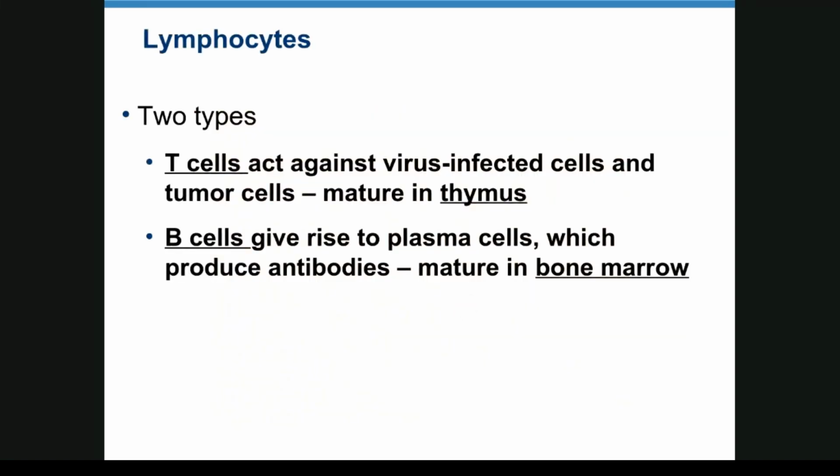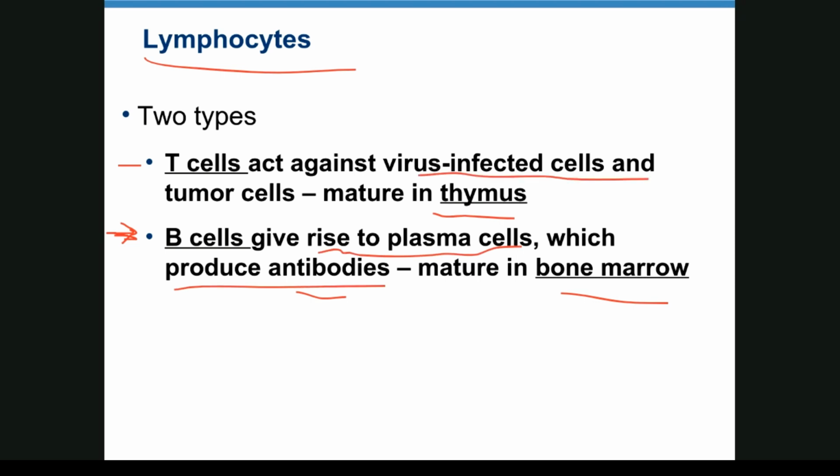And we have two types of lymphocytes, T cells and B cells. B cells mature in the bone marrow. T cells mature in the thymus. B cells are involved with the immune system. They make antibodies. Actually, they clone themselves into plasma cells, which then produce the antibodies. T cells attack virus-infected cells, tumor cells. So we say T cells are for cell-mediated immunity. B cells are for humoral immunity or antibody-mediated immunity.